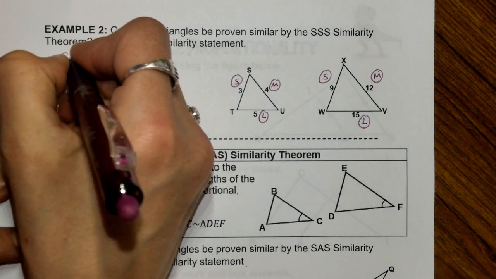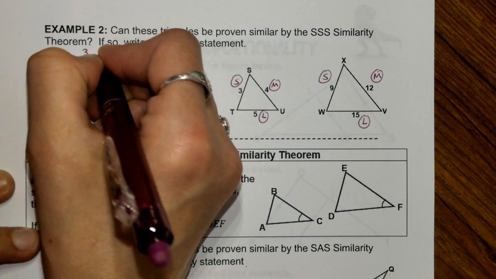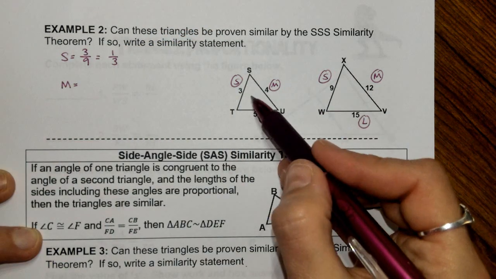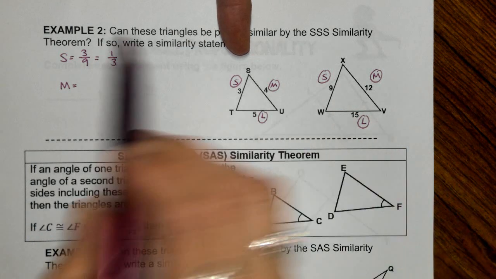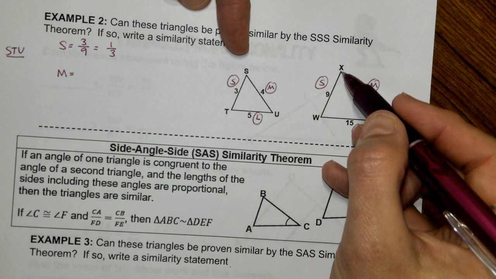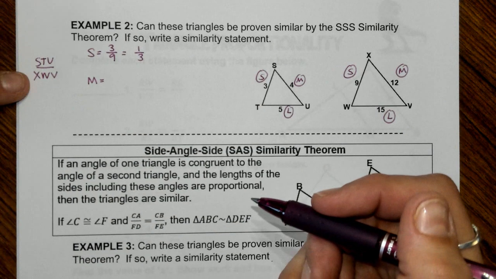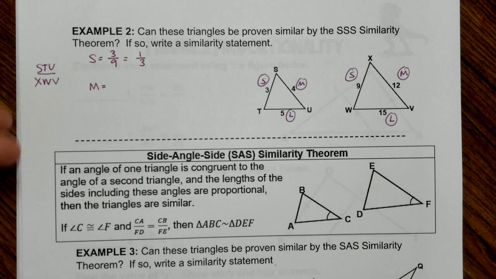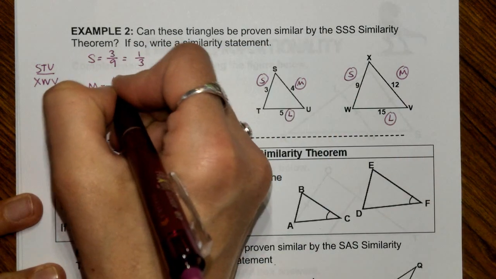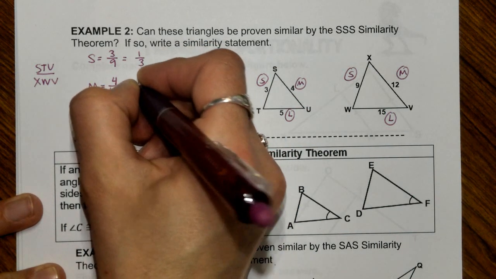Let's look at our small sides. We're looking at 3 and our other small of 9. 3 over 9. That's going to simplify to 1/3. Take a look at our medium side. Okay, the one STU went on the top, so we're putting STU on top and XWV on bottom. We must stay consistent with this on all three, small, medium, and large. Do not switch them around. Okay, so medium, STU first, 4, over XWV, 12. This is also going to simplify to 1/3.